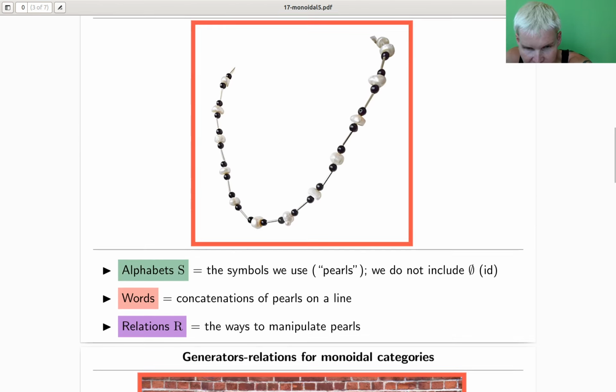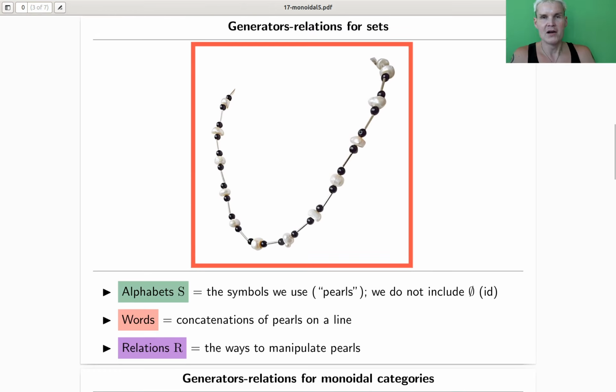So it works as follows, in general. For a set, for a group, for a monoid, something in classical mathematics, which is a one-dimensional thing. So usually you just take an alphabet, and I usually call alphabets S, for no good reason. These are the symbols we pick. So here in my little illustration, there would be a black symbol and a white symbol, a black pearl and a white pearl. And usually you don't include identities, they kind of come for free.